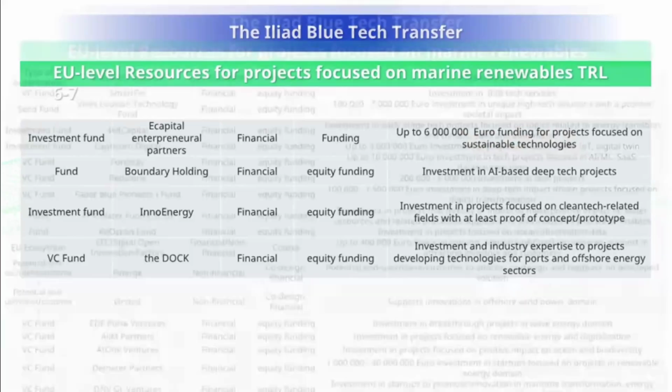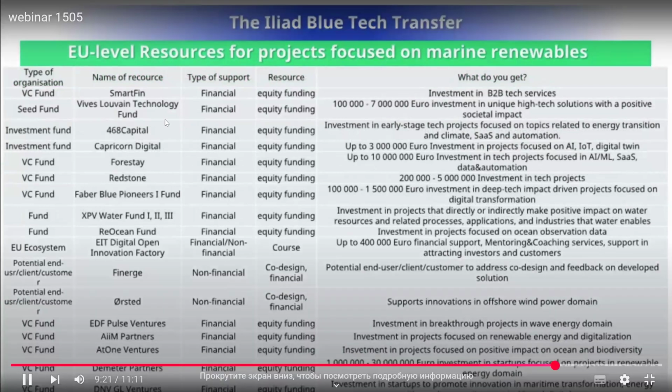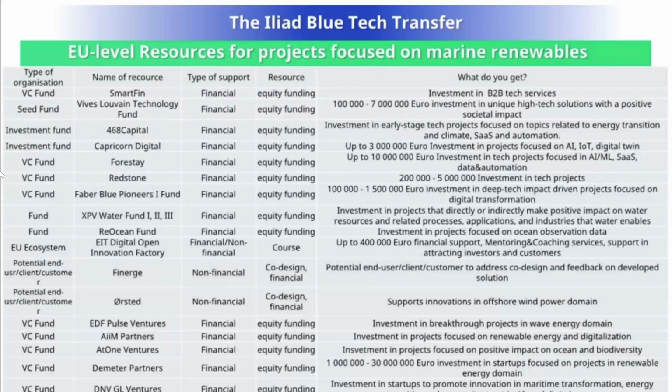When the project has already reached technology readiness level 8, it means that the system is complete and qualified. A much larger number of investment funds are ready to pay attention to the project. In addition, the Digital Open Innovation Factory program becomes available. The program includes up to €400,000 financial support, mentoring, and coaching services, and support in attracting investors and customers.